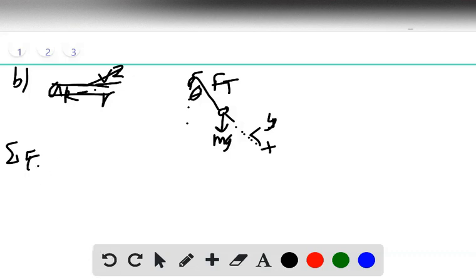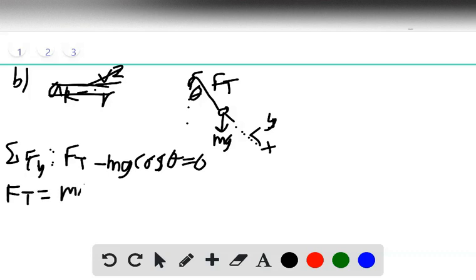equals F of t, tension, minus gravity, but it's only the parallel component of gravity, so it's going to be minus mg cosine theta, equals 0, because we just said that there's no centripetal force. Centripetal force is 0 because there's no centripetal acceleration. So then we have F of t equals mg cos theta. And we can plug in our numbers.